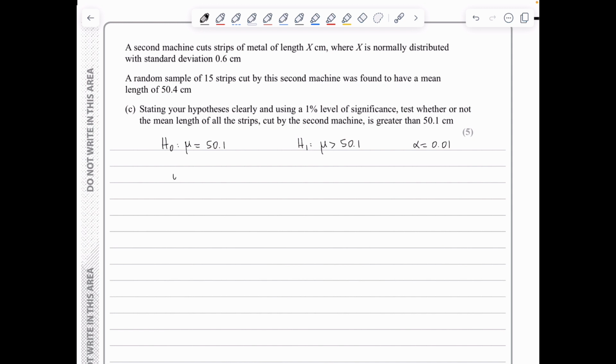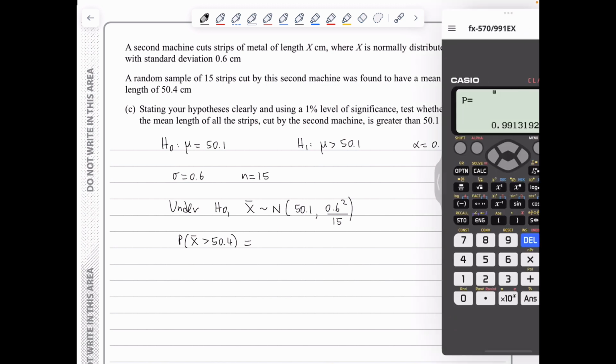We know that sigma is 0.6 and the number of observations is 15, and under H naught, meaning that if H naught is indeed true, then the sample mean x bar follows a normal distribution with mean 50.1 and a variance 0.6 squared over 15. This is the sigma squared over n. We need to find the probability of x bar being greater than 50.4. The 50.4 was observed. So I'm going to go to my calculator.